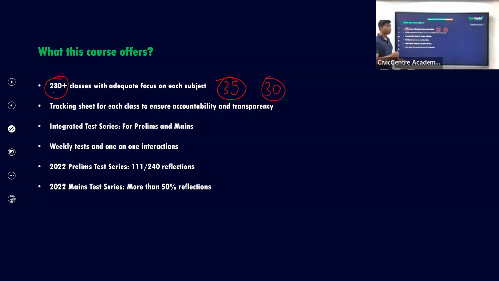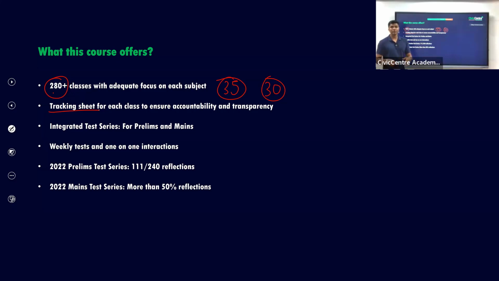Second, tracking sheet for each class. The problem is that everyone promises. You might be having a bad experience as well. They have promised to finish the classes in 6 months. Even in 8 months, half of the classes are not over. Classes are being frequently cancelled. Once you pay the money, there is no response. You might be having it. So you will be having a tracking sheet for each class. If that class is being cancelled, you have a proof with you.